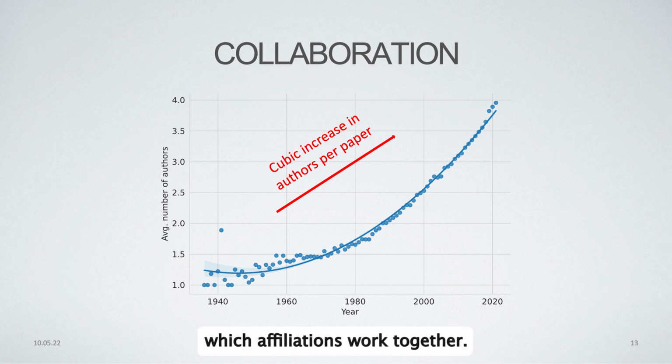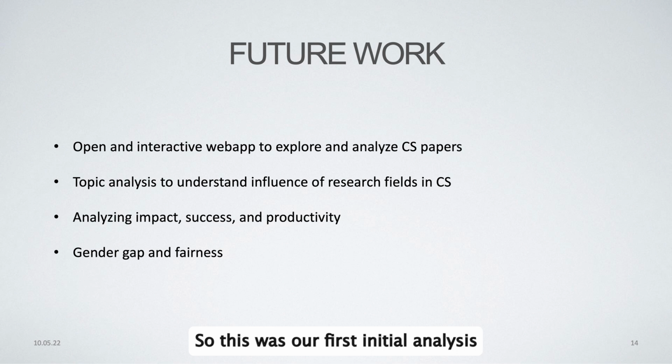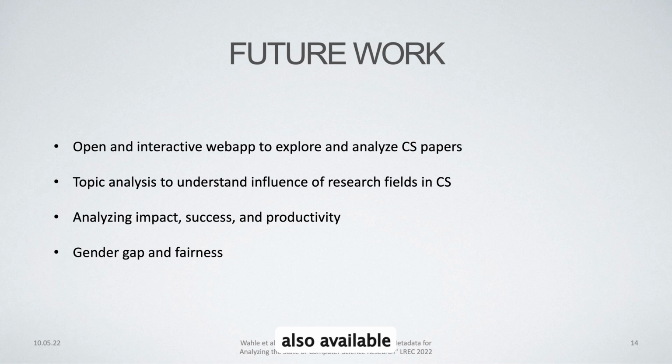work together. So this was our first initial analysis of D3, and the focus here was to create the dataset and then do a first proof of concept of the features of D3, which we showed here in terms of the volume, research activity, collaboration, and also citations. In the future, we want to make D3 also available through an interactive and open web-based system in which other researchers can answer questions about computer science research.